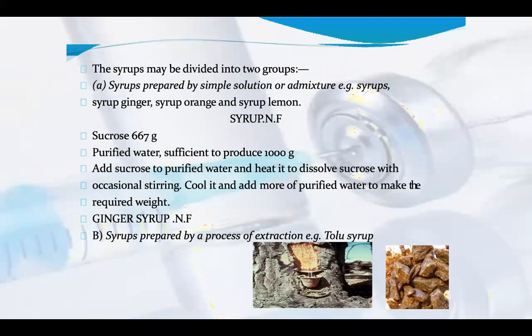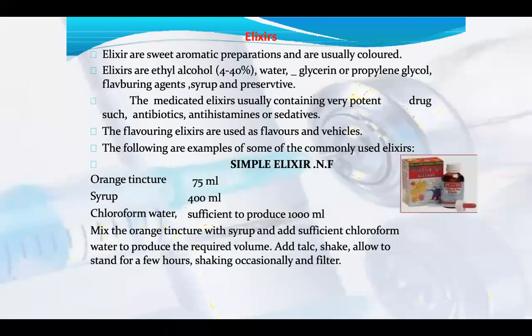There are two types: one is simple admixture, that is simple syrup, and second is by a process of extraction, Tolu syrup, as you have seen over there. Here's the formulation, but now we have to learn about elixirs.